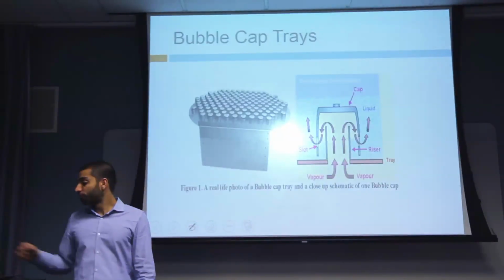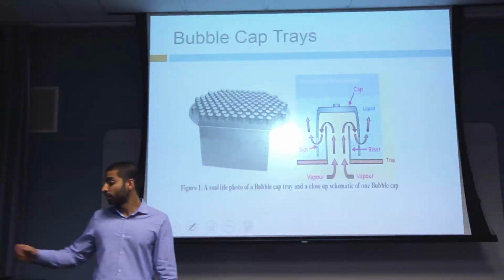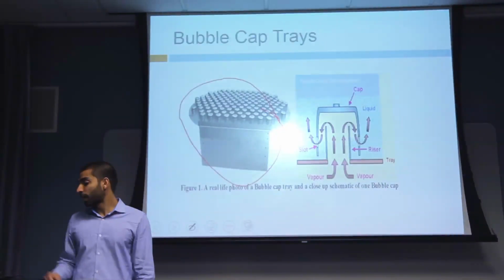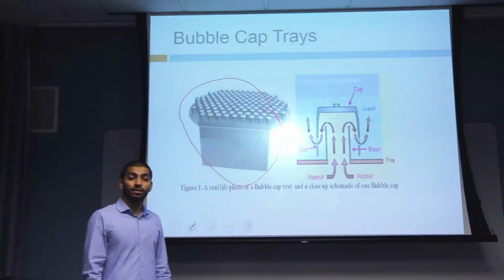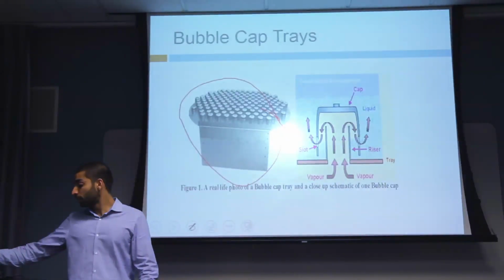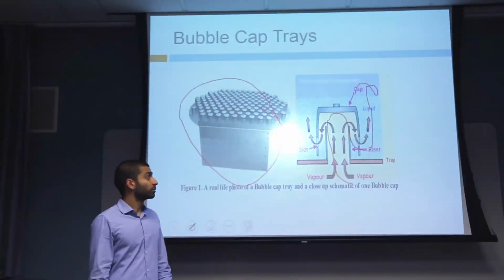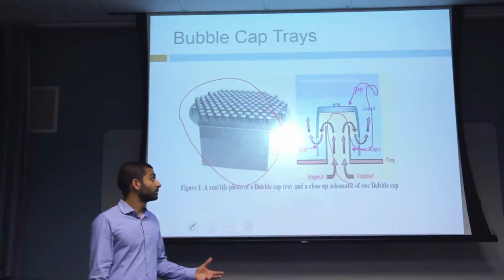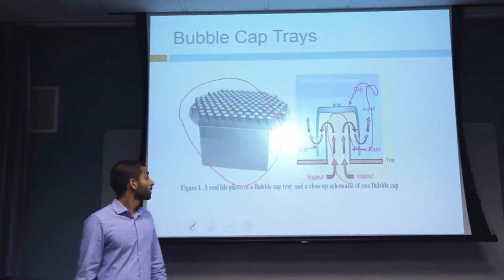Let's look at bubble cap trays. On the left side over here, you have a real-life photo of a bubble cap tray, what it looks like. On the right side here, you have a zoomed-in schematic of one bubble cap. As you can see, the vapor flows down and in through the bubble cap and out through the liquid. This forces the vapor and the liquid to contact, and this increases the contact time and surface contact.